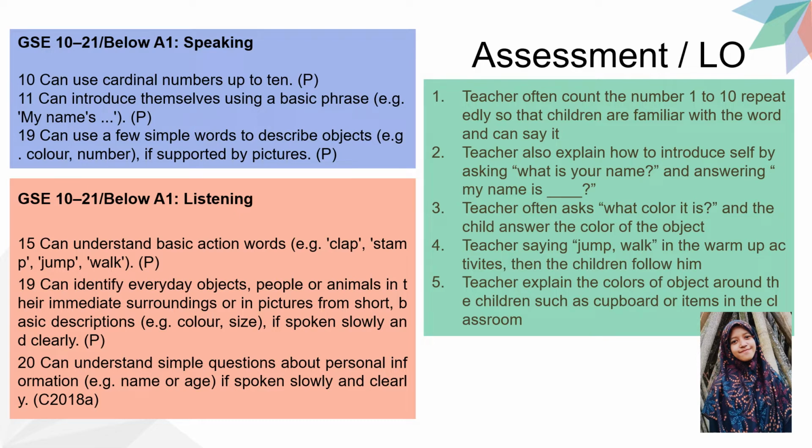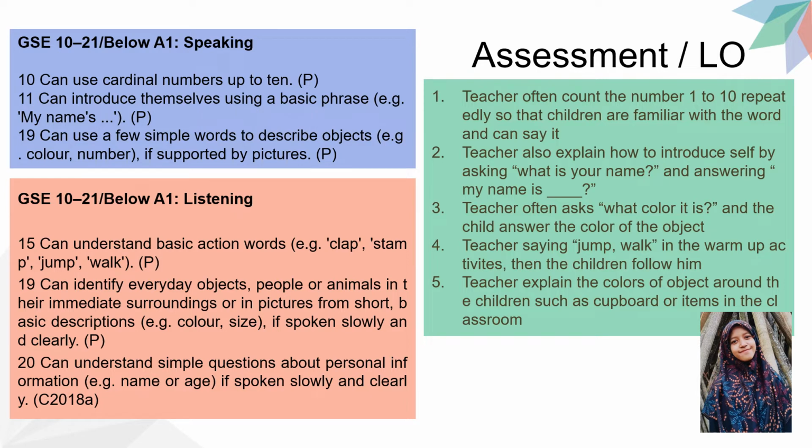Number 11: can introduce themselves using a basic phrase. The teacher also explains how to introduce oneself by asking, "What is your name?" and answering, "My name is blah blah blah." Number 19: can use a few simple words to describe objects. In the video, the teacher often asks what color it is, and the child answers the color of the object.